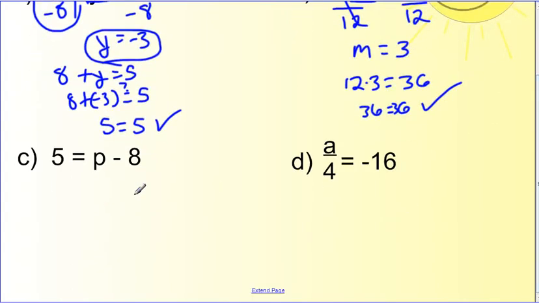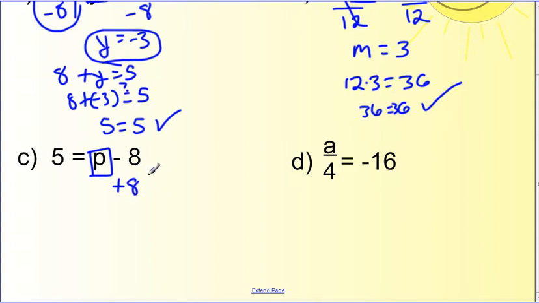Okay. Letters C and D. There is my variable. The variable is being subtracted by 8. This is not a math. This is just an equal sign. It's basically separating two sides of the problem. Okay? The variable is being subtracted by 8. So the opposite of minus 8 is plus 8.